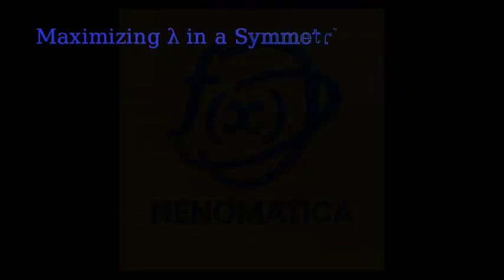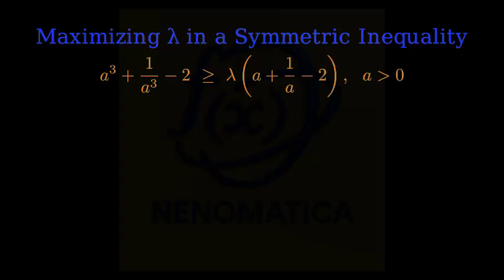In this lesson, we will find the largest possible value of lambda, such that for every positive a, the inequality holds: a cubed plus 1 over a cubed minus 2 is at least lambda times the quantity a plus 1 over a minus 2. We will rewrite the left side to match a well-known identity, and then use the AM-GM inequality to bound the right side.